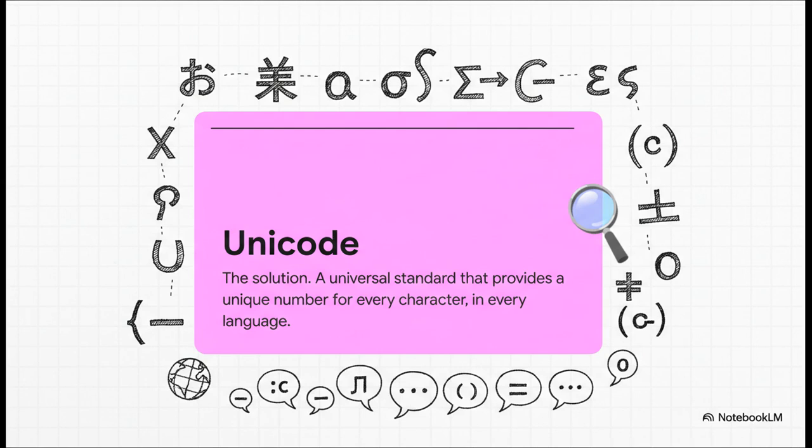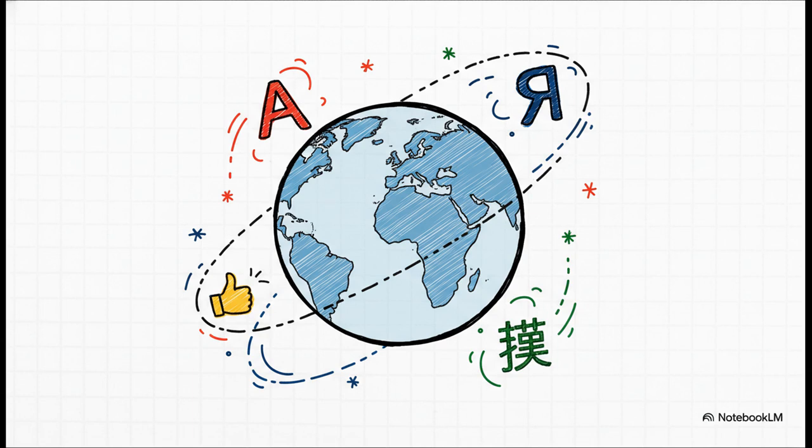So the solution that fixed all this? Unicode. It's a universal standard. And its goal is beautifully simple. Provide one unique number for every single character in every single language on every single platform. No more guessing. And when I say every character, I really mean every character. Unicode has room for the English A, the Cyrillic Ya, the Chinese character for Han, and yes, even the thumbs up emoji. All of them. This is the standard that makes our modern, global, multilingual internet actually work.